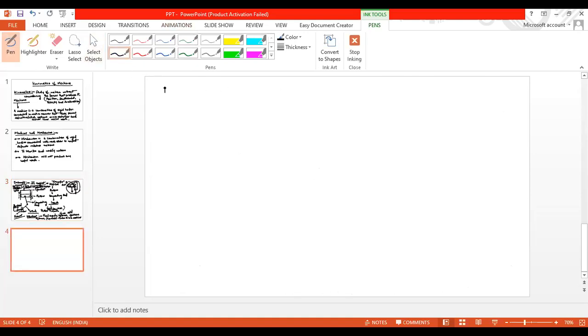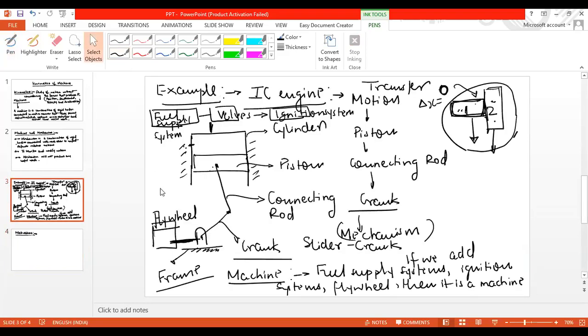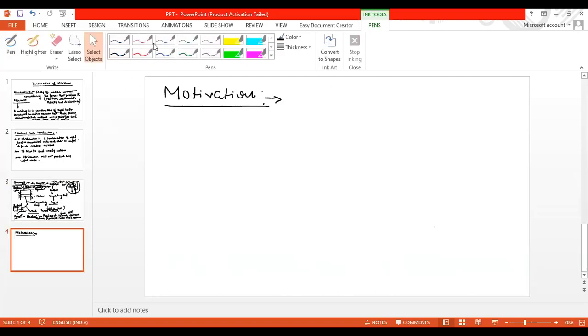Let us try to see the motivation part. Now I hope you understand what a mechanism is. The job of a mechanism is simply to transfer and modify the motion in the way in which we desire, right? So let us try to understand the motivation. Why do we need to study this subject? What is the importance of this subject, right? Let me take you through some examples. One example you already saw, that is the IC engine, right? In simple words, you can understand the motivation as to produce desired motion.